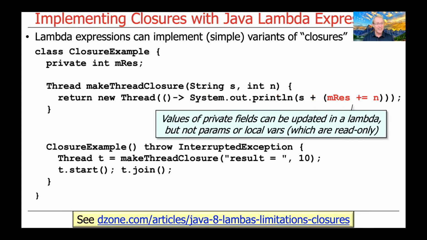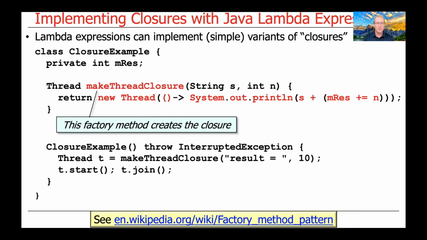Now, there are some interesting constraints on this. Values of private fields like mRes can be updated in a Lambda. So they can be accessed, they can be read from, and they can also be updated. They can be written to. However, parameters and local variables cannot be updated. They can only be accessed. You can only read them. They're read-only. And that's something important to keep in mind. And that's one thing that makes the variants of closures that are provided with Java Lambda expressions a little bit different from a full-blown language that supports closures.